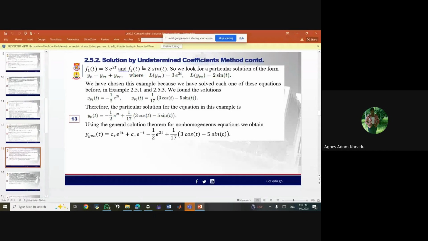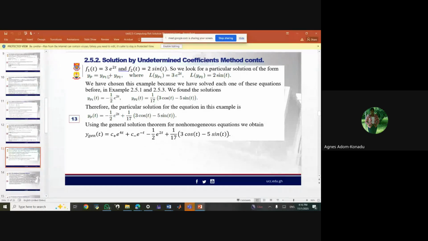And then this one is 2 sin t, so my guess will be k1 cos t plus k2 sin t. Okay, so that's what I have to do. We have chosen this example because we have solved each one of these before, so we found the solution.